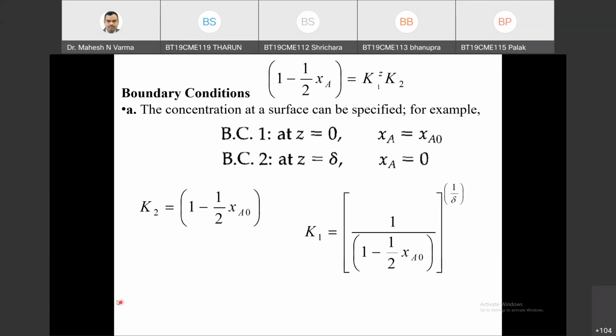Here roll number 119, Tarun. Yes, sir. You got this K1 and K2? Yes, sir, I got both the values. Okay, very good. So if you substitute K1 and K2 and rearrange the equation, you will get the concentration profile. Substitute K1 and K2 and get the concentration profile.